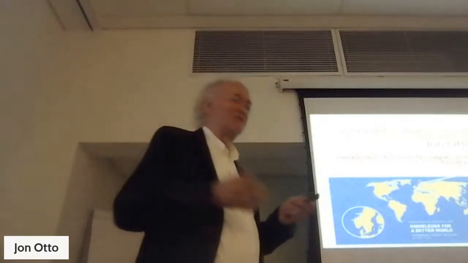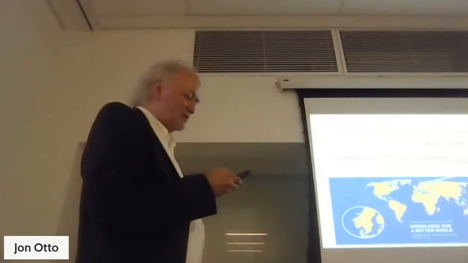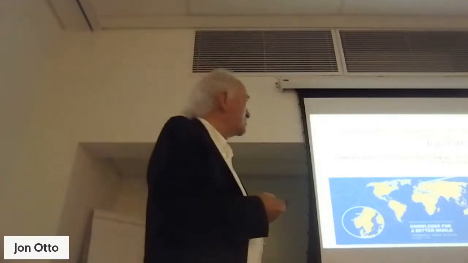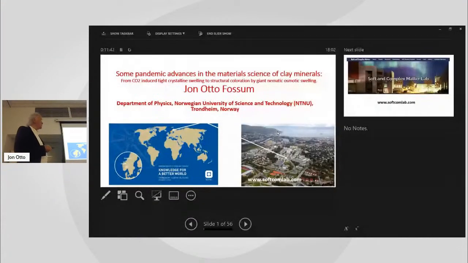As Caetano said, I come from this university, the Norwegian University of Science and Technology, where the main campus is located in a city called Trondheim. Here you see the campus. This arrow points to where our lab is, and this here is the downtown area of the whole city. It's not a big city in the world, but it's a big city in Norway, because Norway has only 5 million people.